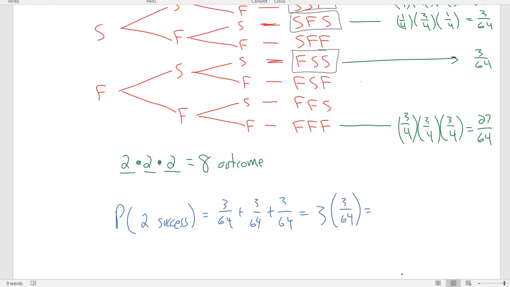And let's go ahead then and convert that to a decimal real quick. That would be 0.1406 if I round to 4 decimal places.